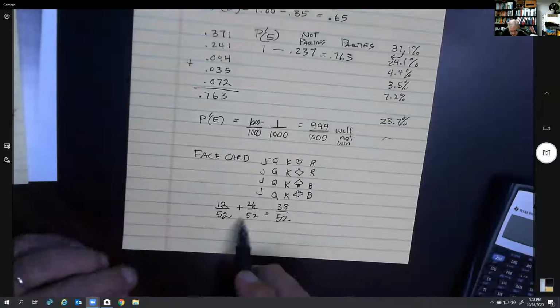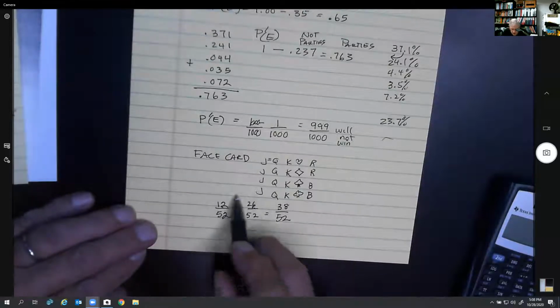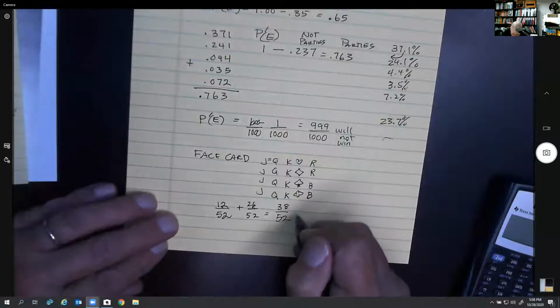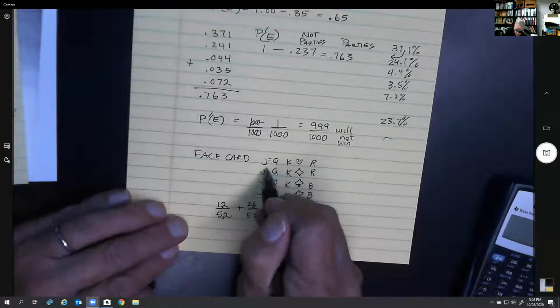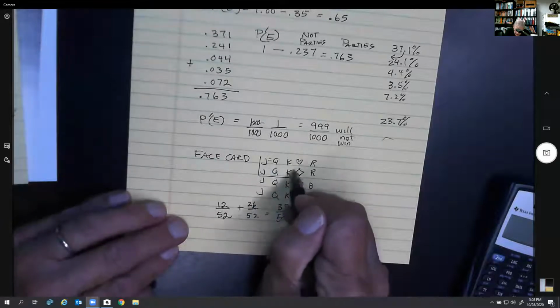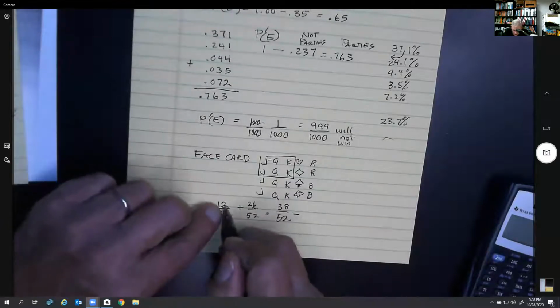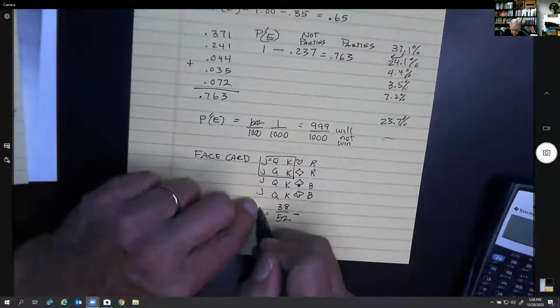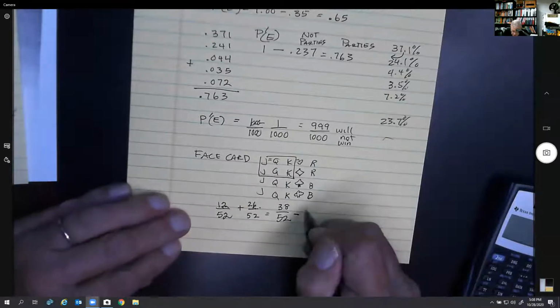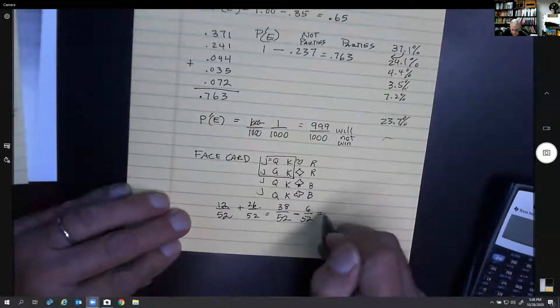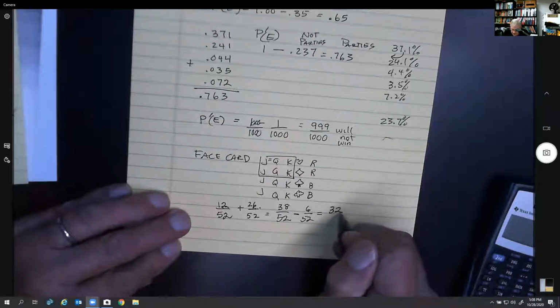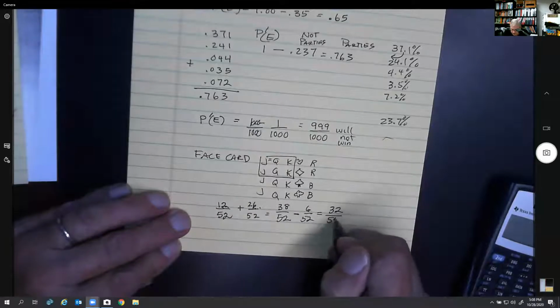This would be the union of all the events, everything happening, but then we must subtract off the part that you double counted. You counted them twice. You counted them as a face card, then you counted them as a red card, and you can't do that. So we have to subtract off 6 out of 52. So the probability of this happening is really 32 out of 52.